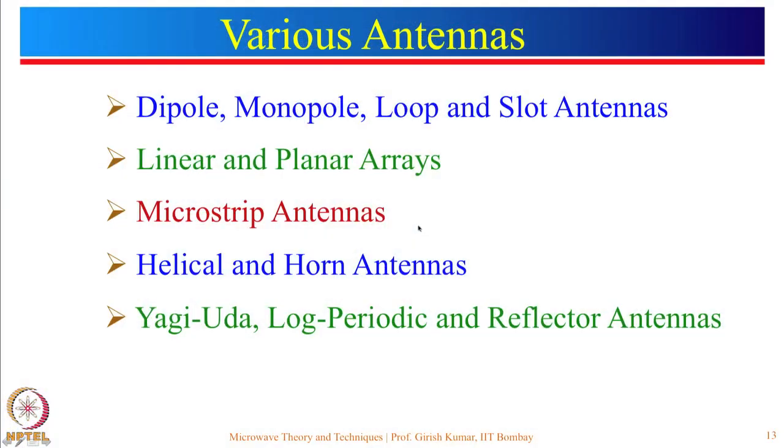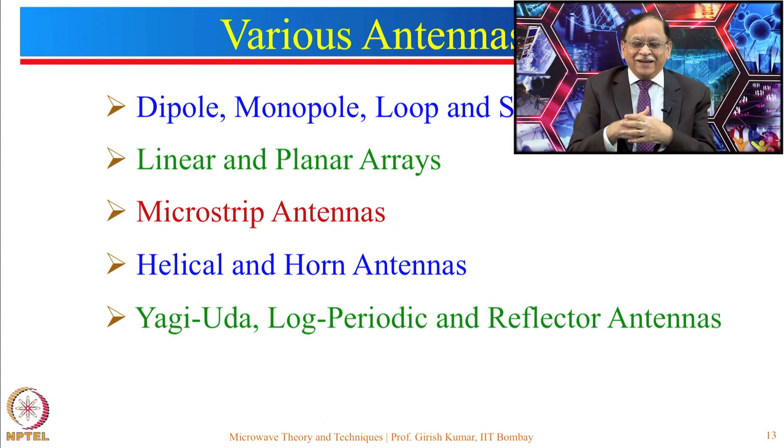Then we'll talk about linear and planar arrays. Basically, a linear array is antennas arranged in a linear fashion. Planar arrays will be antennas arranged in a plane. So there may be different elements. Now, a planar array can be a rectangular array, a triangular array, or a circular array. Basically, we use arrays to increase the gain of the antenna. I did show you an example of a microstrip antenna today. We'll talk in detail about these microstrip antennas later on.